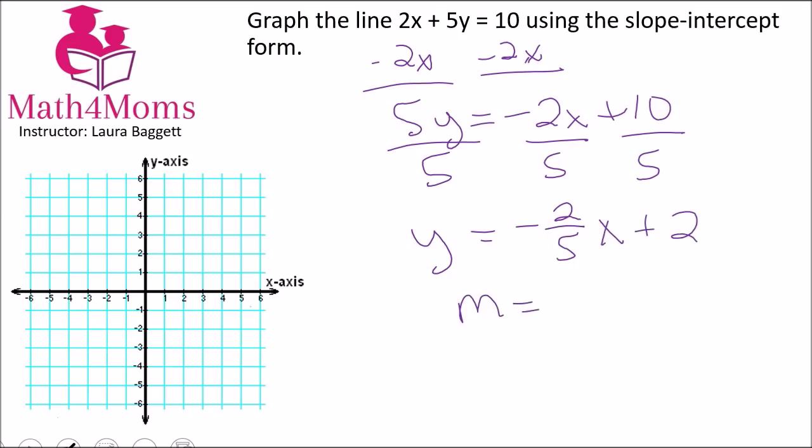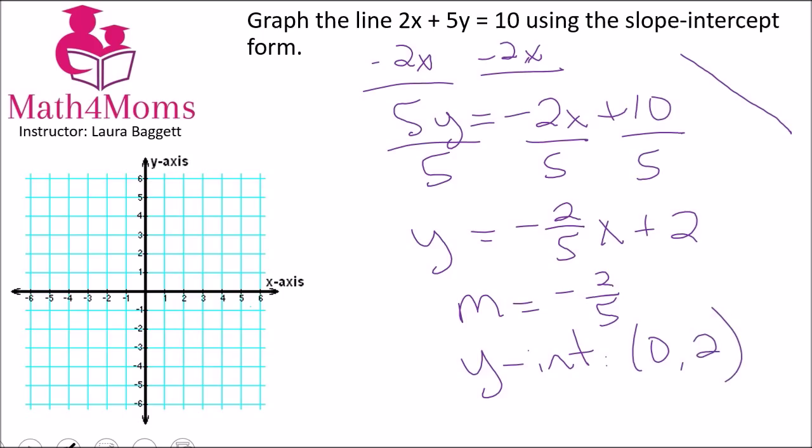So here my slope is -2/5. Now it's a negative slope, so I know it's going to be generally going downward as we go from left to right. And my y-intercept, it crosses the y-axis at 0, 2. Okay, so there's my starting point.